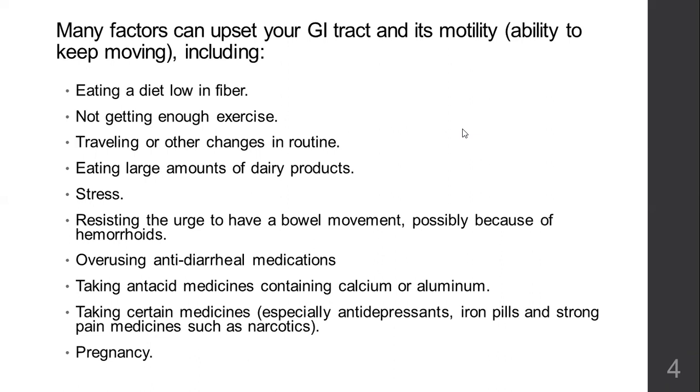Taking certain medicines, especially antidepressants, folic acid pills, folate pills, ferrous sulfate iron pills, and strong pain medications like narcotics, like morphine. Morphine is an example of a narcotic pain medicine, an analgesic. These medications can also alter your GI system. Pregnancy: in pregnancy there is a structural change as well. The entire intestine and the organs are pushed upwards when the uterus is growing, so definitely a pregnant woman will face some GI issues.